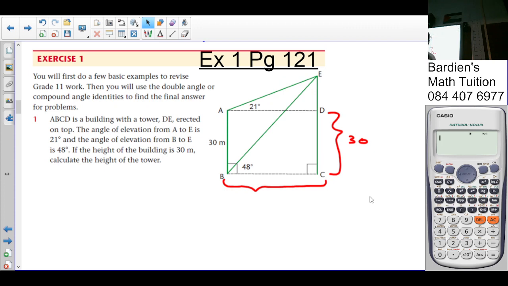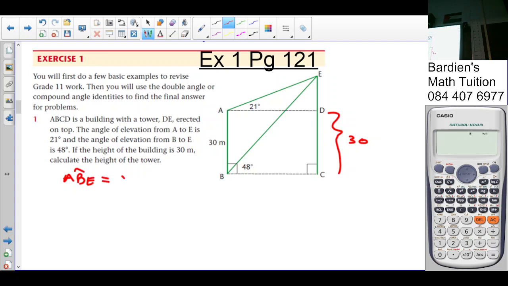Just, I'm going to pause this quickly. I'm going to have a look in the textbook. Maybe there's something we're missing here. Okay, so what we have here is that this is 48, so I can work out this angle here. I expected the first sum to be a bit easier, but okay. So you got ABE is equal to 90 minus 48, which is 42. Okay?